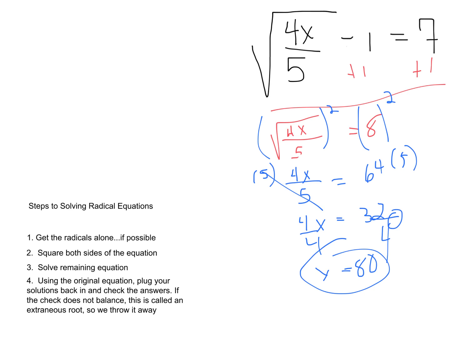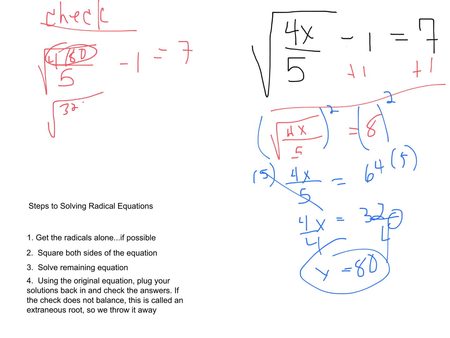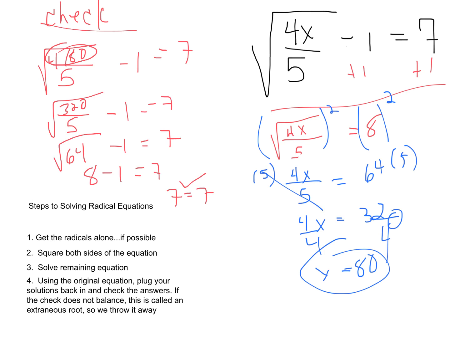Now we got to do the check. Okay, so again, 4 times 80 all over 5 minus 1 equals 7. Do this out. So that's 320 divided by 5 minus 1 is supposed to equal 7. 320 divided by 5 is 64. Minus 1 equals 7. Square root of 64 is 8. Minus 1 equals 7. So 7 equals 7. So you know you're good.